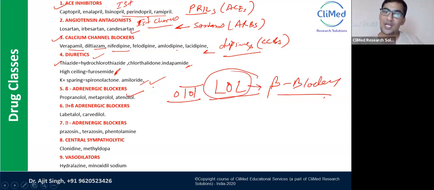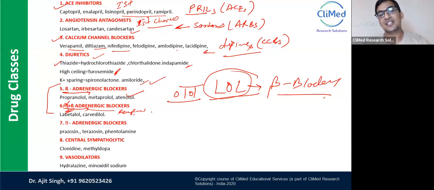Beta blockers are two types again: beta adrenergic blockers and alpha beta adrenergic blockers. Why is that? Some beta blockers only inhibit the beta adrenergic receptors, and some also inhibit the alpha adrenergic receptors along with the beta adrenergic receptors. That's why we categorize them into two different categories. One blocks only beta adrenergic receptors, but some block both alpha and beta adrenergic receptors.